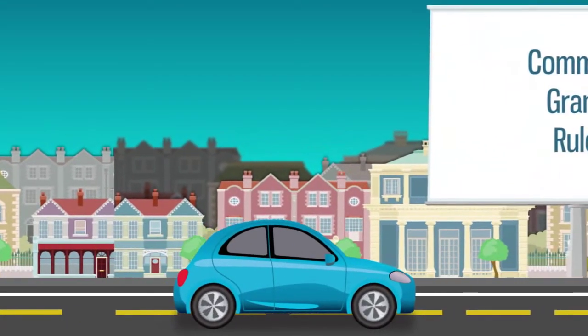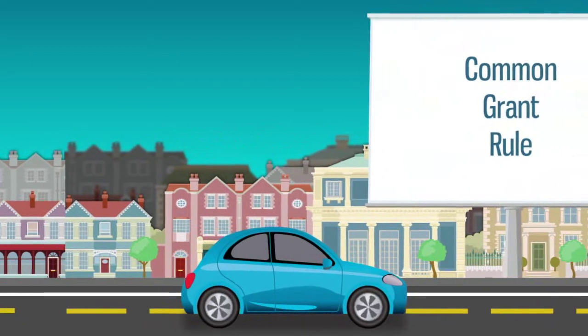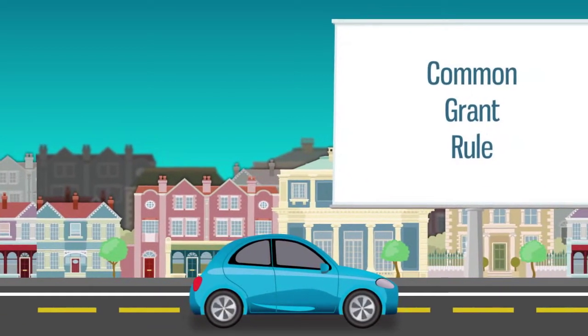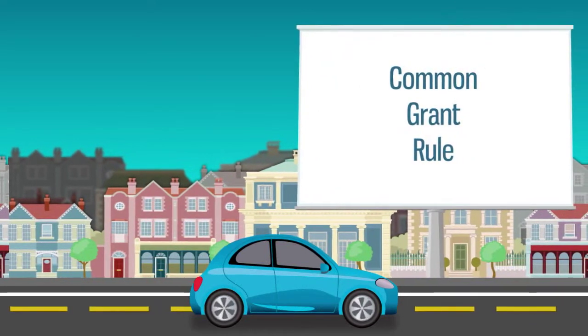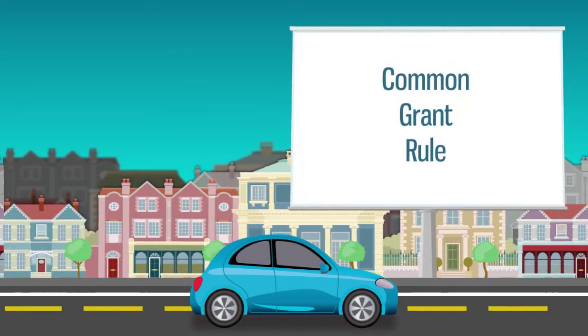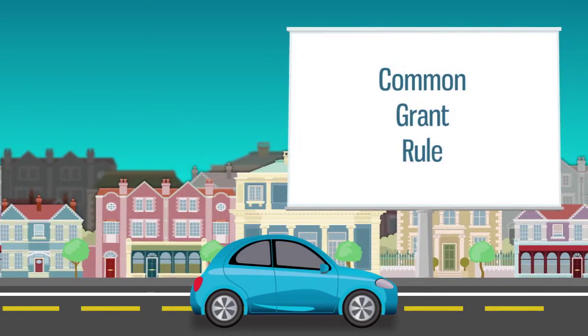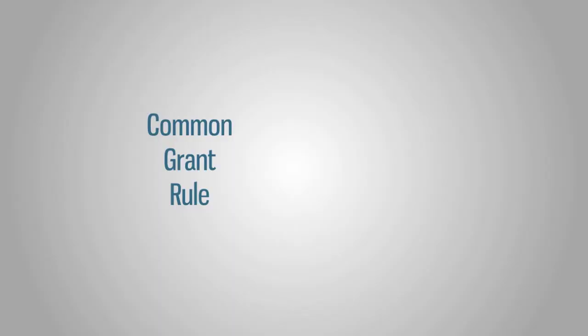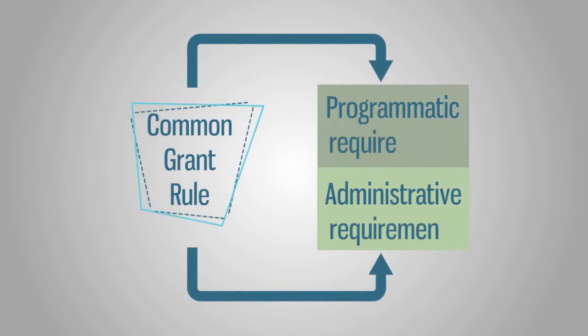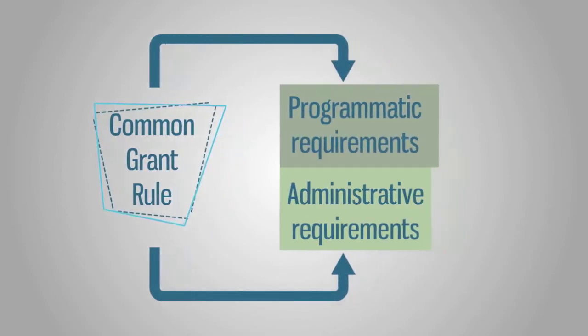The Uniform Administrative Requirements for Grants and Cooperative Agreements, known as the Common Grant Rule, are the general administrative requirements pertaining to all Department of Transportation grants and subgrants, including those awarded to state, local, and federally recognized Indian tribal governments. You should recognize that administrative requirements differ from the programmatic requirements of the project grant.